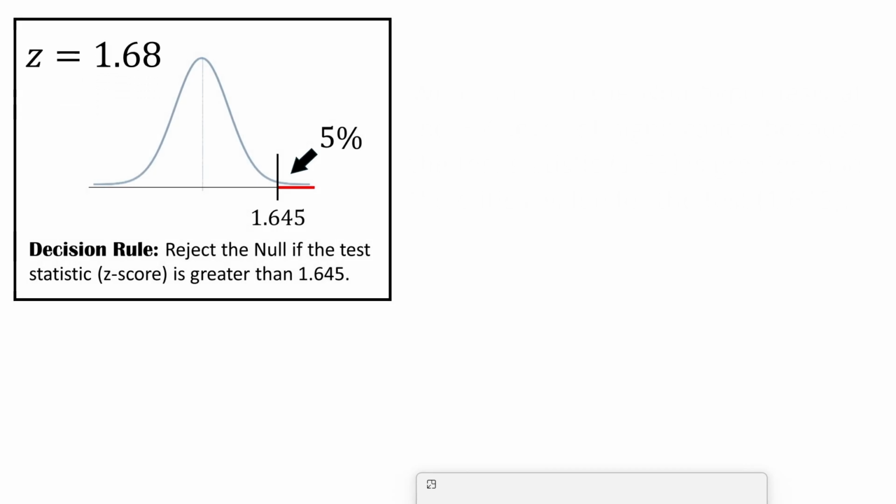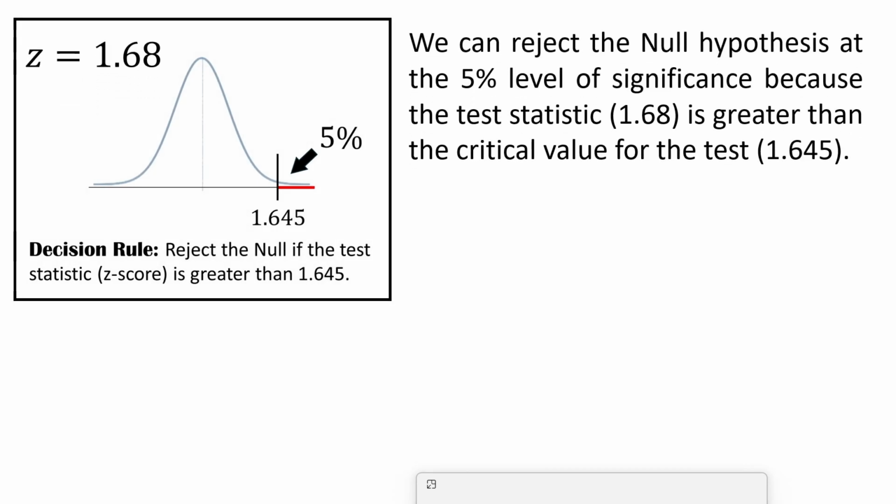So clearly, we can reject the null hypothesis at the 5% level of significance because the test statistic is 1.68, which is greater than the critical value for the test, 1.645. So we're going to reject.